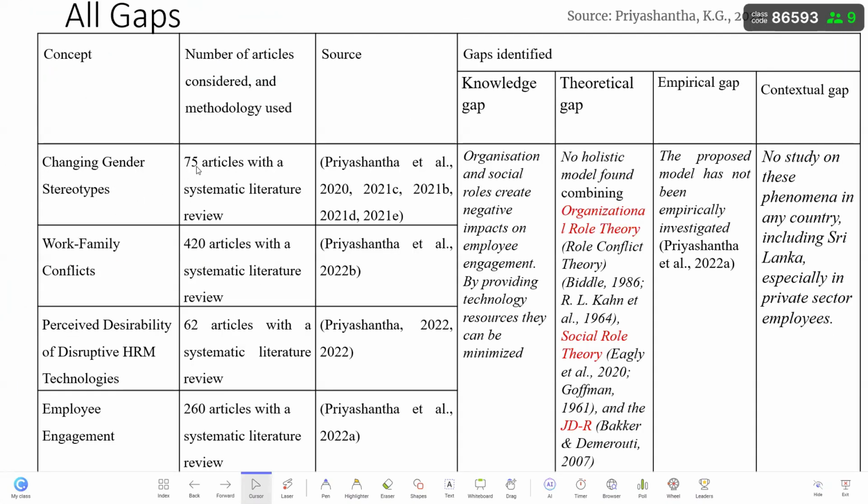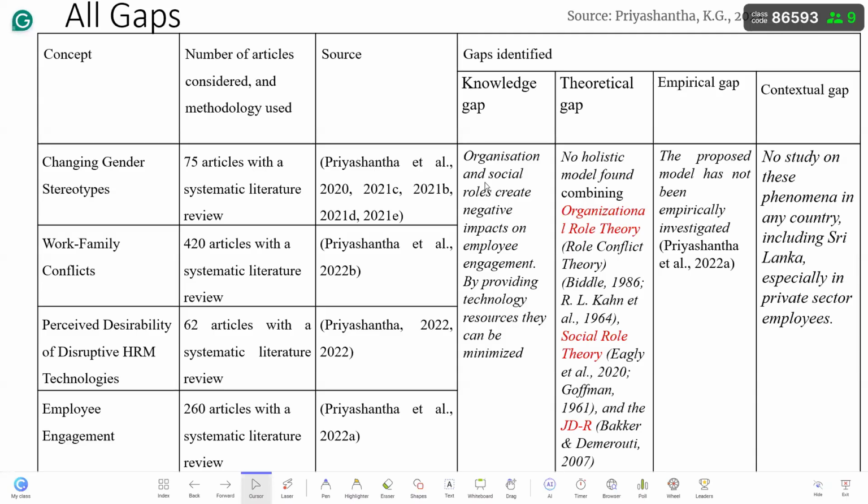For changing gender stereotype, 75 very good articles were reviewed, and for work-family conflict, 420 articles were reviewed. For perceived desirability of HRM, which is the technology factor in HRM, 62 articles were reviewed. And for employee engagement, or work engagement in other words, 260 articles were reviewed. Those reviews were published separately as standalone review studies and identified these gaps.